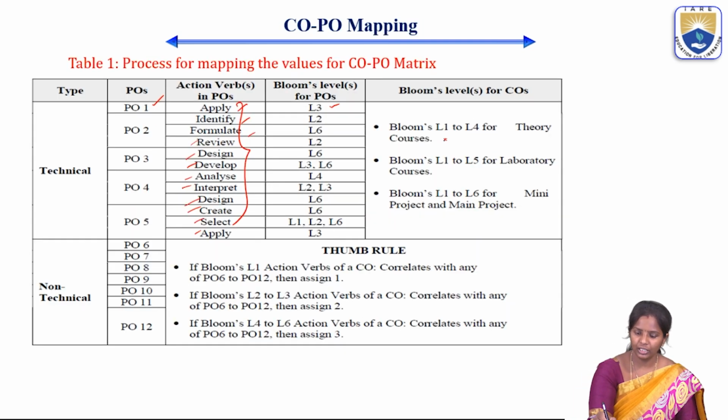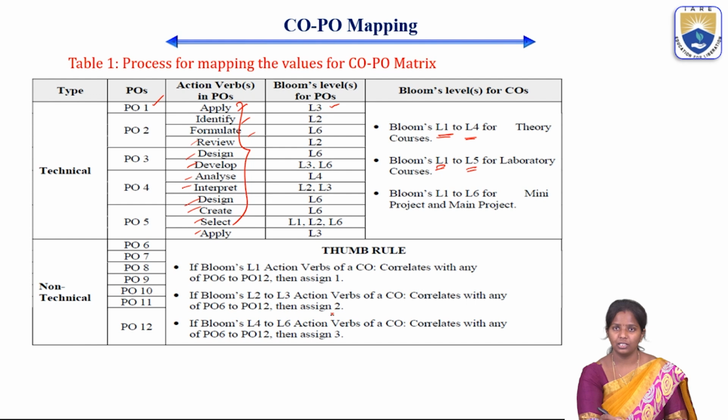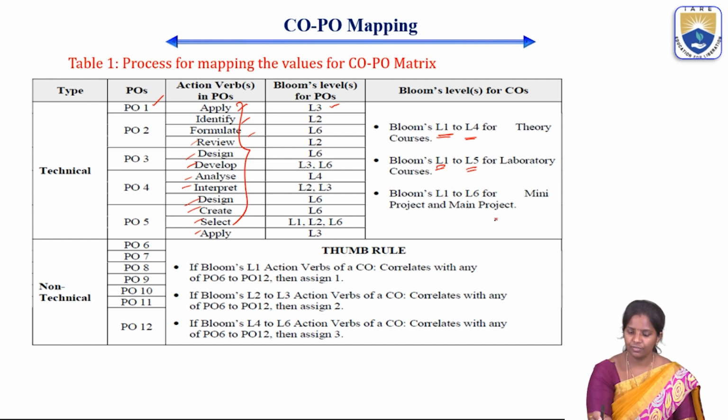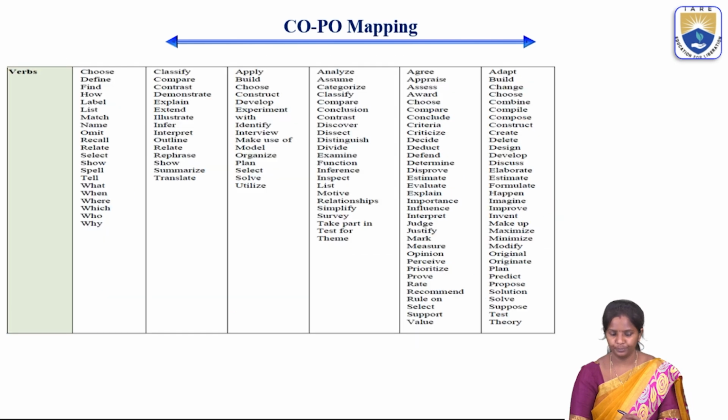If we take Bloom's taxonomy, it is from L1 to L4 for theory courses and L1 to L5 for laboratory courses, and L1 to L6 for mini project and main project. This is how it is applied for the technical, and for the non-technical we use L1 verbs. L1 verbs for a CO correlate with any of the POs 6 to 12. POs 6 to 12 are the non-technical ones, like ethics, communication and so on. So that comes under non-technical.